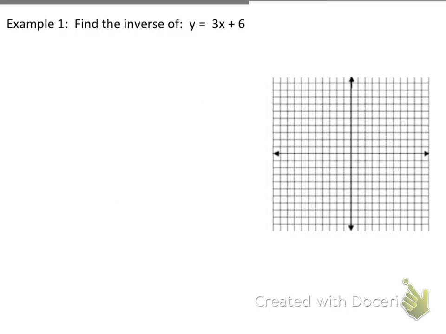So our first example, let's find the inverse of y equals 3x plus 6. Let's also look at these both graphically, both the function and the inverse. So let's begin by graphing that function. It's simply a line. And now we're going to find the inverse. The first thing we're going to do is rewrite the equation, switching the x and the y. So y equals 3x plus 6 is going to become x equals 3y plus 6.